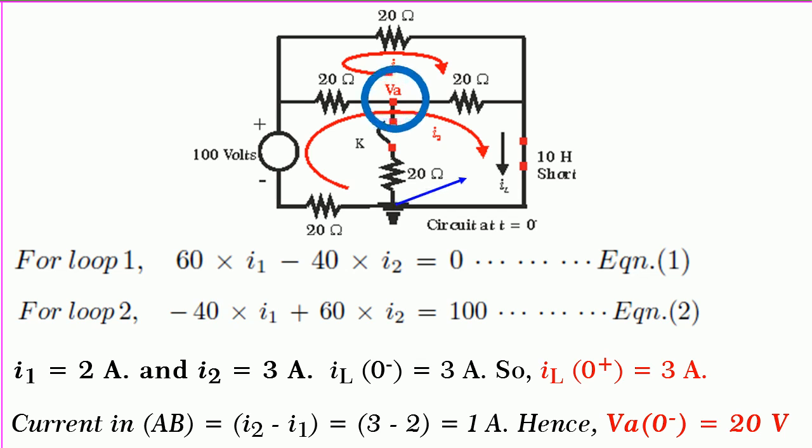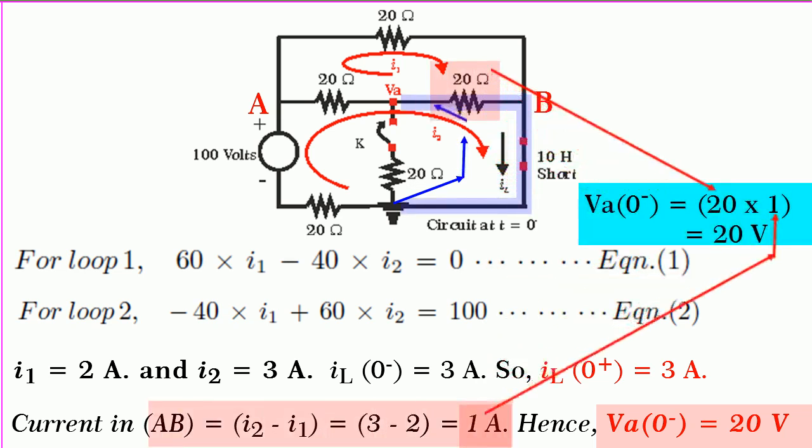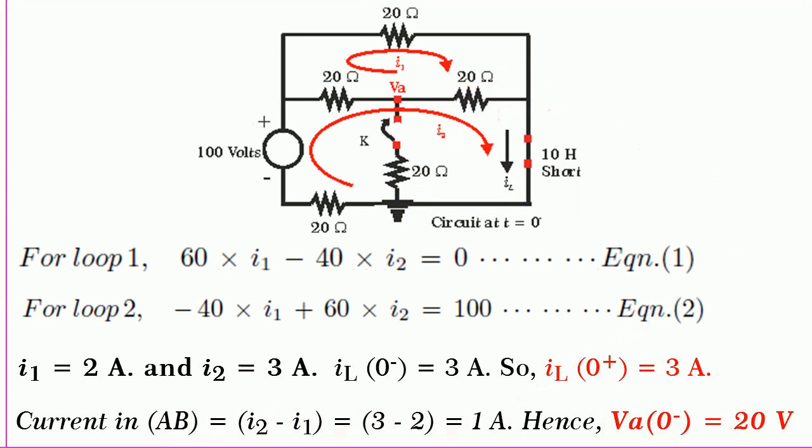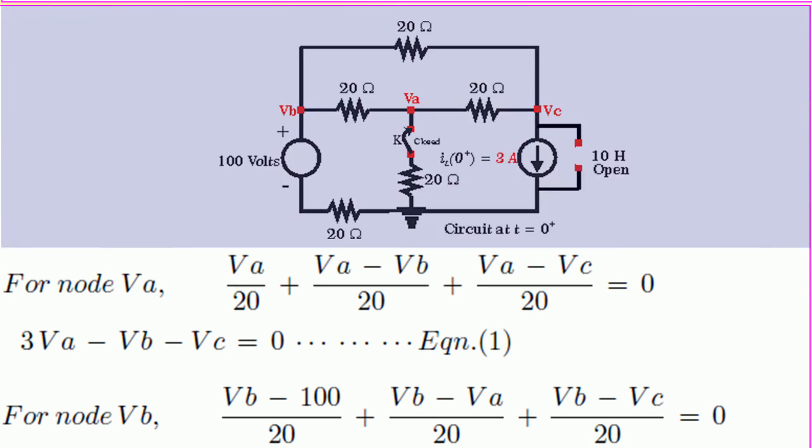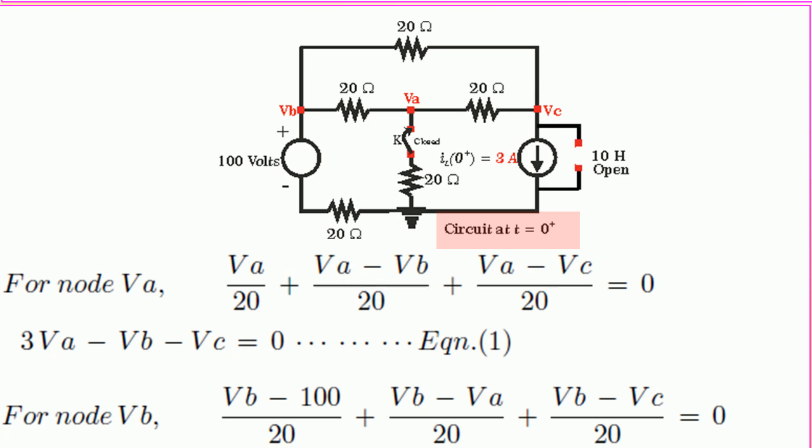To find VA0 minus, current in the branch AB is equal to I2 minus I1, which will give us 1 ampere. Hence, VA0 minus is equal to simply 20 into 1, which will give us 20 volts. To obtain VA0 plus, let us draw the equivalent circuit at t is equal to 0 plus. At t is equal to 0 plus, the switch K is closed and the inductance will behave as a current source of 3 amperes as shown in figure. You note that. Now, to find VA0 plus, let us write the nodal equations.